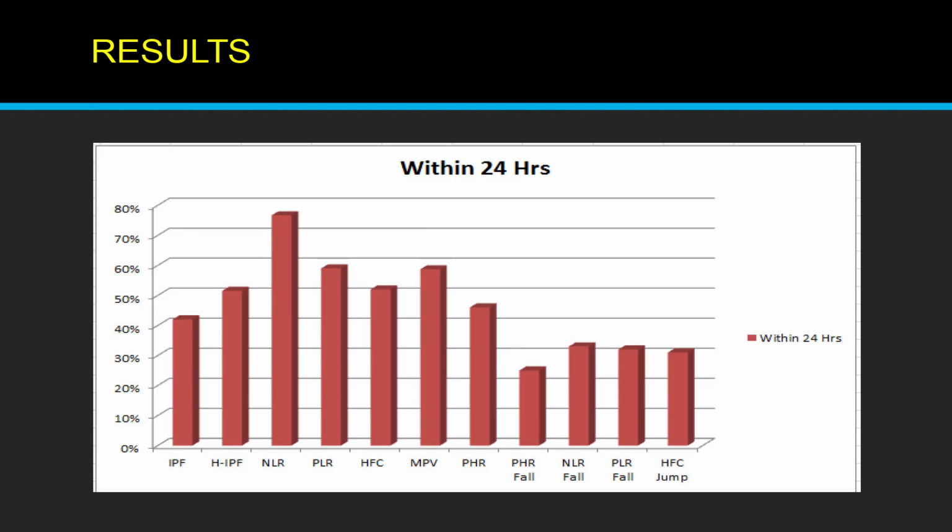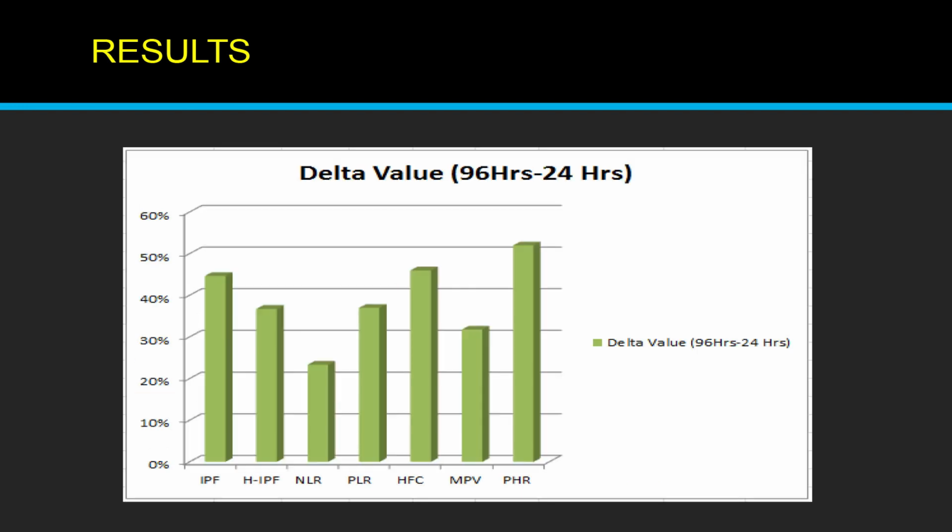Just to make things simpler, this was within 24 hours. The parameters which were giving results within 24 hours were not actually providing enough window for predicting platelet recovery, but were rather coinciding with platelet recovery. So NLR, MPV, and PLR were not very good, same with PHR; they were not very good markers. That is why we tried to look at their trough and fall. So this is the delta value, 96 hours minus 24 hours.